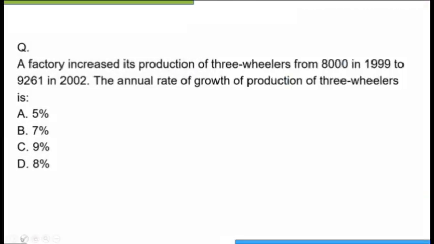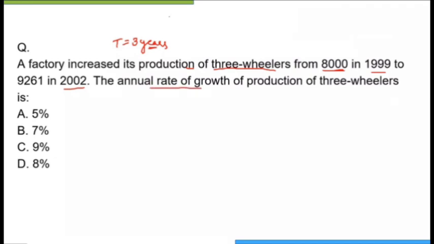So, production of three-wheelers went from 8,000 in 1999 to 9261 in 2002. Now, 1999 to 2002, how many years are there? 3 years are there. The time period is 3 years. 8,000. The annual rate of growth of the production of the three-wheelers.